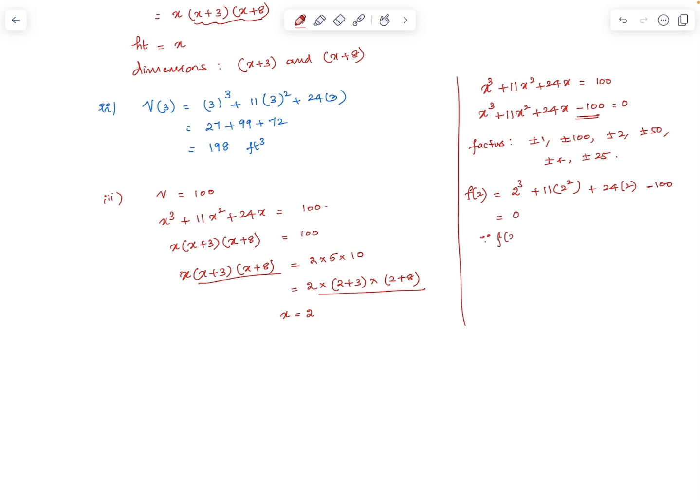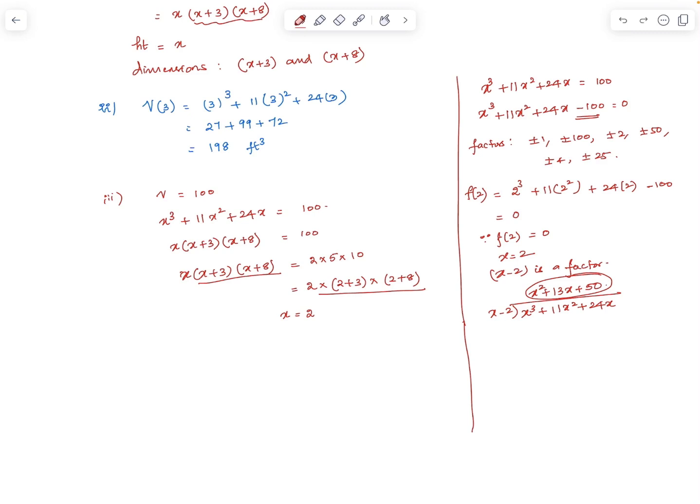Since f of 2 is equal to 0, that means remainder is 0, which means x is equal to 2, that is x minus 2 is a factor. Using this x minus 2, we can go ahead with the long division method to get the other factors. On doing the long division, we will get the quotient as x square plus 13x plus 50. Now this x square plus 13x plus 50 has to be factorized further to get the other two numbers.